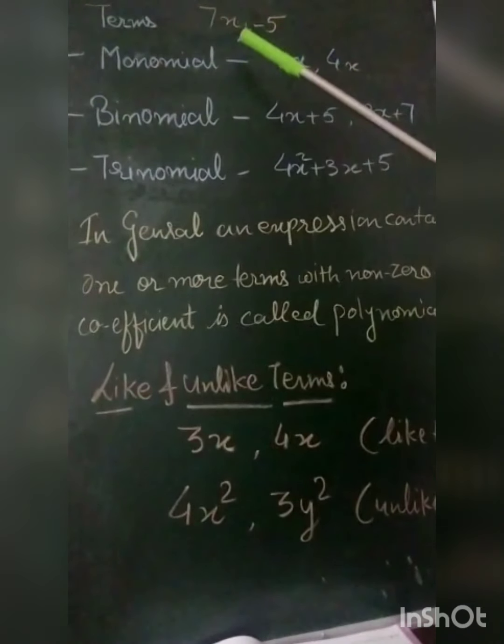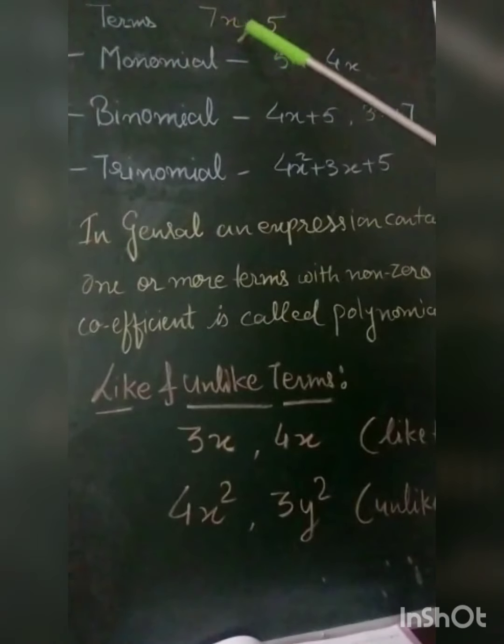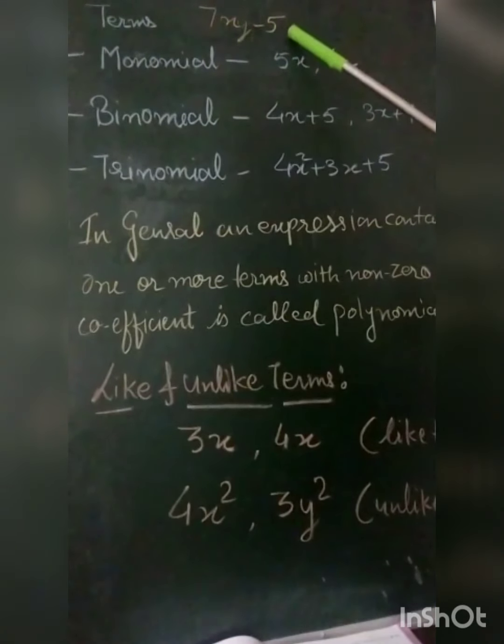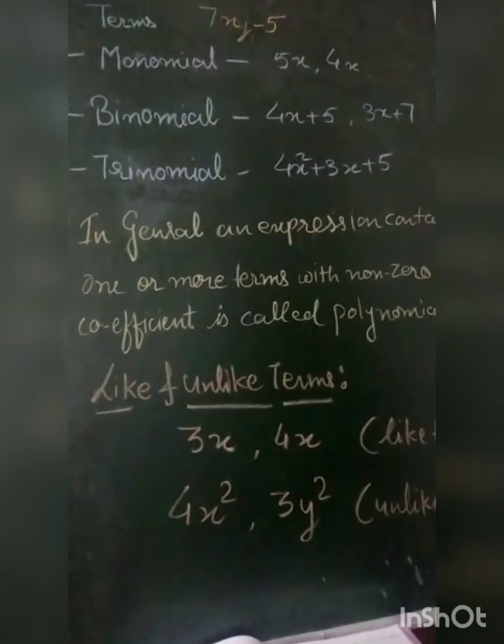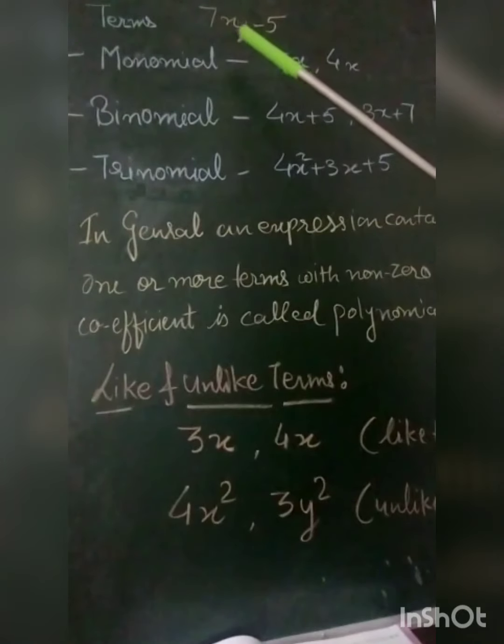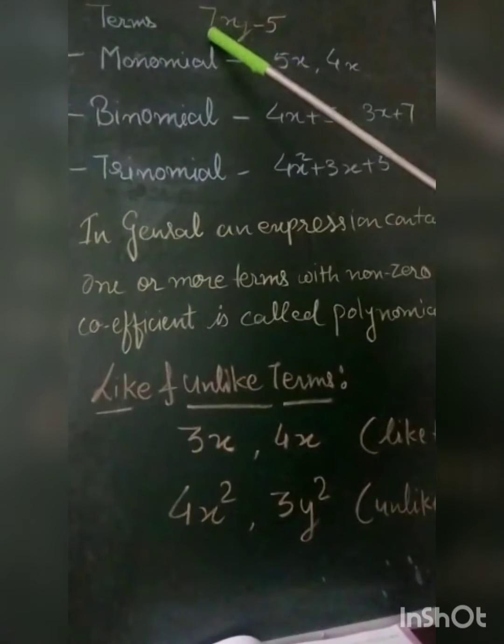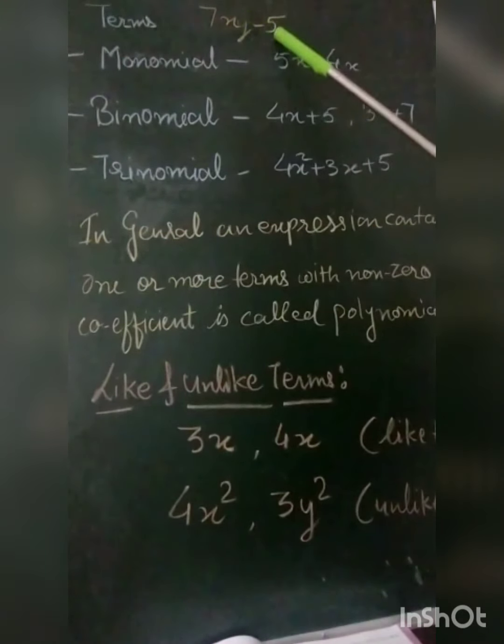Now if we are taking an expression 7xy minus 5, this expression has two terms, 7xy and minus 5. The term 7xy is a product of 7, x and y, and the numerical factor of the term is called numerical coefficient or simply coefficient. The coefficient in the term 7xy is 7, and in the term minus 5 it is minus 5.